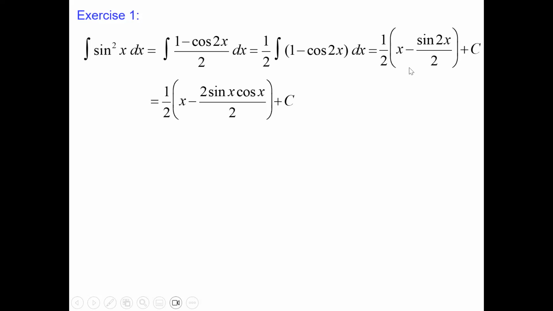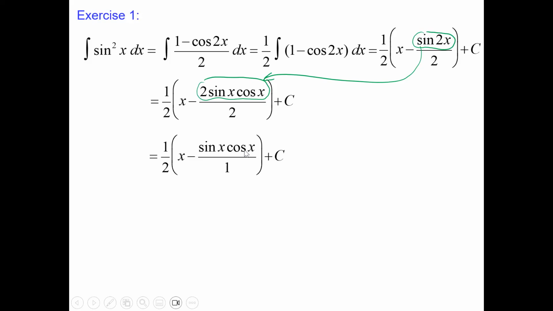One thing that we may do for further application: this is sine of 2x, so we may use the formula to have the answer in terms of a single angle x. That's the formula for sine of 2x, double angle, 2 times sine of x cosine of x. And we may simplify, we can divide, and I distribute 1/2. Perfect, that's the final answer.